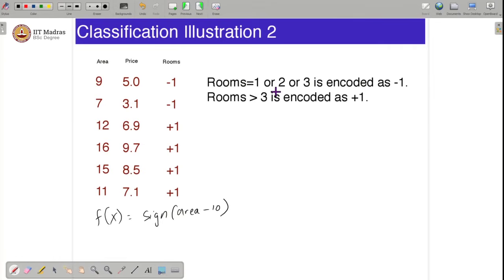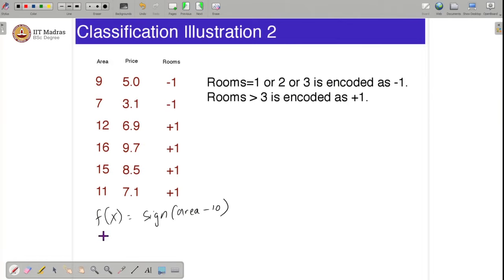So, we want to predict from the area and price whether the number of rooms is greater than 3 or less than or equal to 3. One possibility is, well, we can say f of x is sign of area minus 10. What does this say? This says that if area is greater than 10, then your house has more than 3 rooms. If it is less than 10, then it has 3 or fewer rooms. That is what your model f is saying.